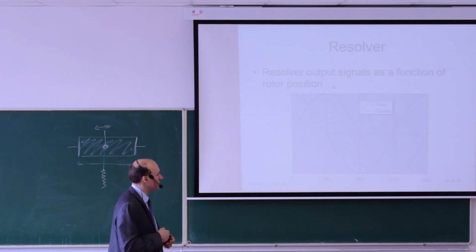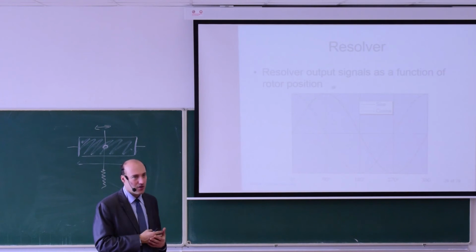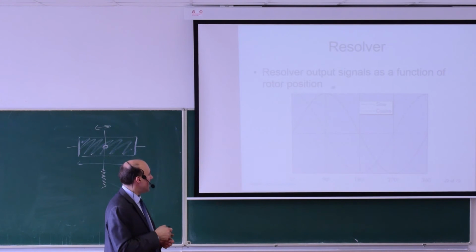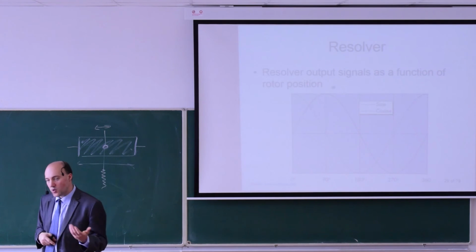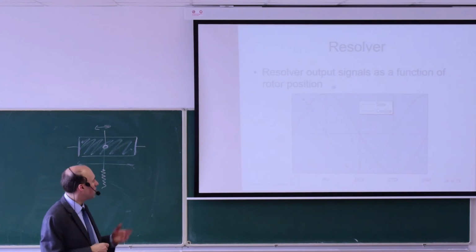Now the dependence looks like this. We'll measure it also on the lab classes. And you see that one winding will give you a sine dependence and the other winding will give you a cosine dependence. Now why do we need two windings?